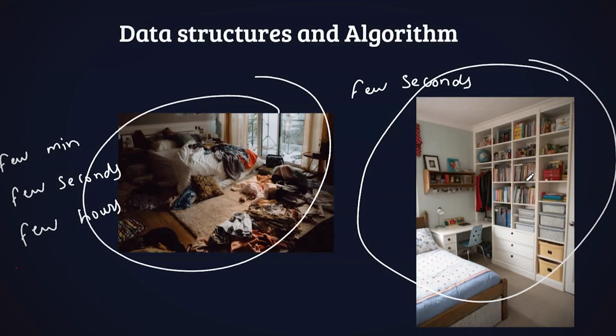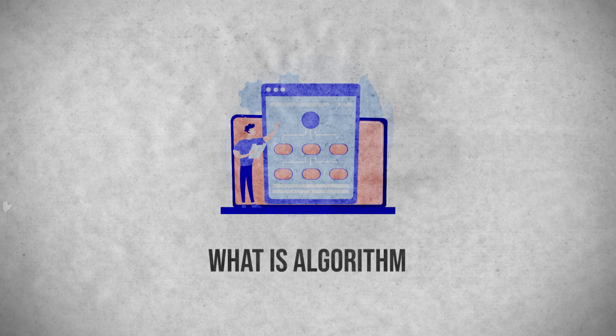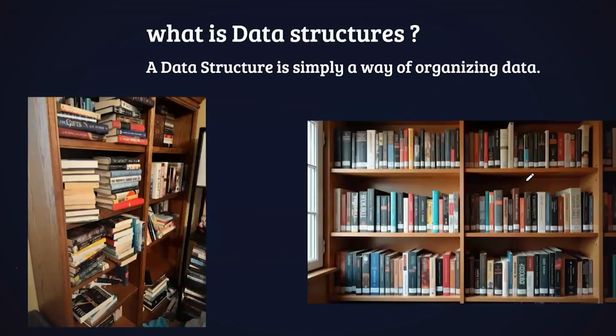Okay. So now what are we going to do? We are going to see what is a data structure and what is an algorithm separately. Then we will see the difference between both of them. In this picture, we are going to understand what is a data structure. A data structure is simply a way of organizing data.